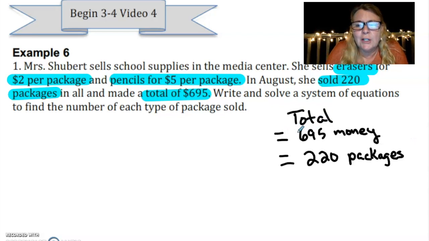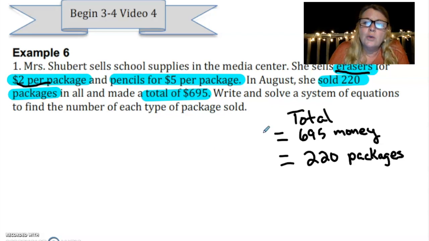So money. If we're going to get a total of $695, well, we had to add up money. Money goes with money. So where is our money here? We have one that says $2 per package, and that was for erasers. So you could use 2E for $2 per eraser, and that would represent how much money you get from erasers. Or you can use the X and the Y. If you use X and Y, which I'm going to use in this problem, you have to define which one is your erasers and which one is your pencils.